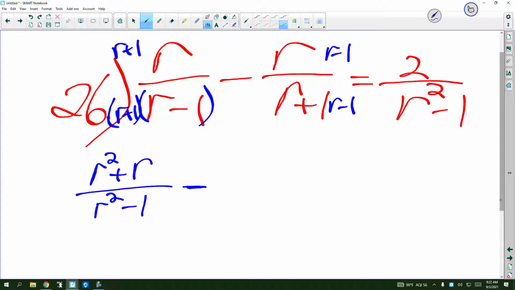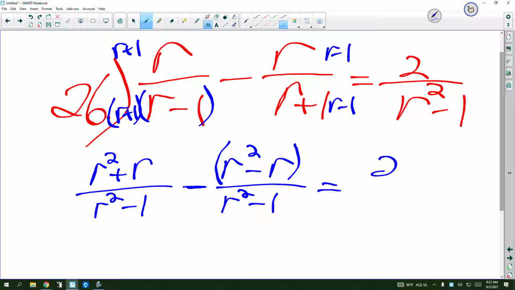Alright, now I'm going to multiply this guy. It's going to be r squared minus r, and then, hey, look at that. The denominator is r squared minus 1. Well, that's exactly what I wanted. I'm going to put this in parentheses like that, and then it's going to equal 2 over r squared minus 1.